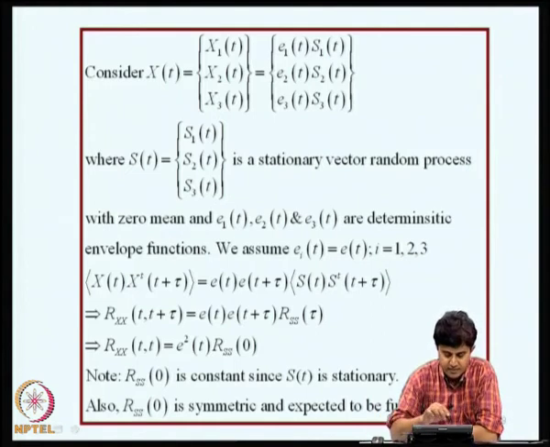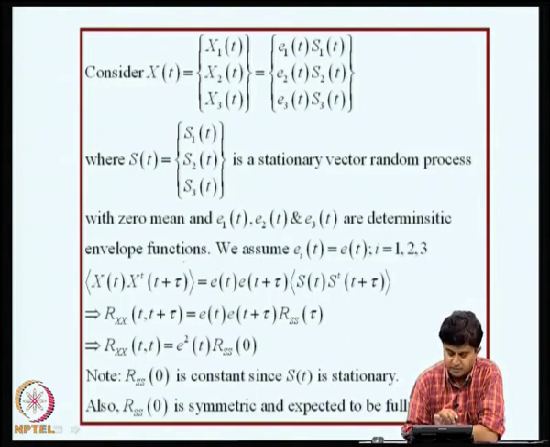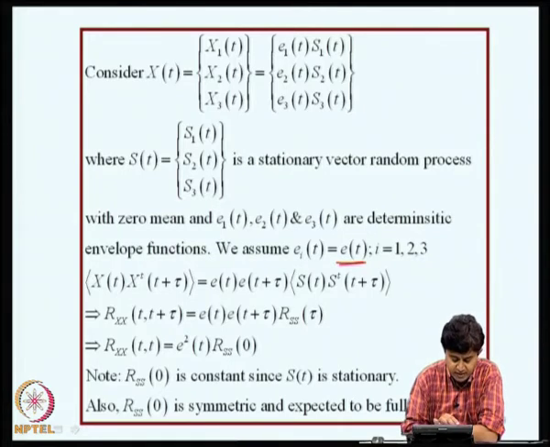So, let us now consider for the sake of discussion x of t to be given by the vector E1 of t, E2 of t, E3 of t into S1, S2, S3. Here S of t is a stationary random process with 0 mean, E1, E2, E3 are deterministic envelope functions. We assume that all these non-stationarity trends for the three components are identical, that would mean E1 of t equal to E2 of t equal to E3 of t, and I denote this as E of t. Now, if we consider the expected value of x of t into x transpose of t plus tau, I get E of t into E of t plus tau into S of t, S transpose of t plus tau. That would mean Rxx of t comma t plus tau is E of t into E of t plus tau into Rss of tau.